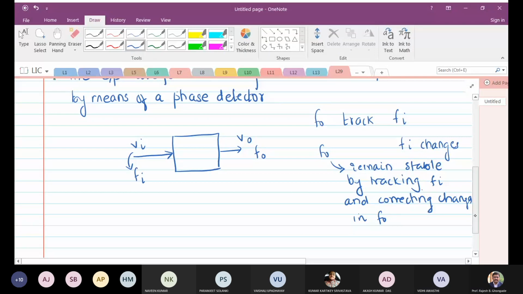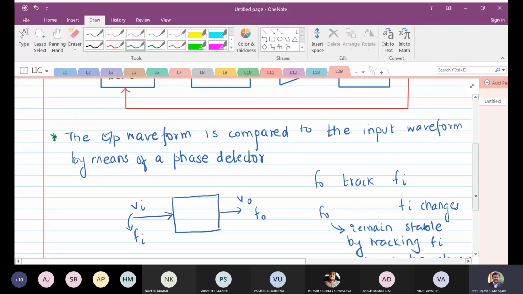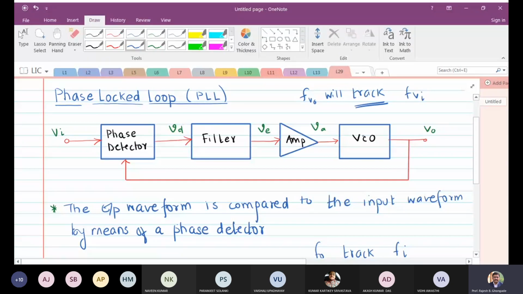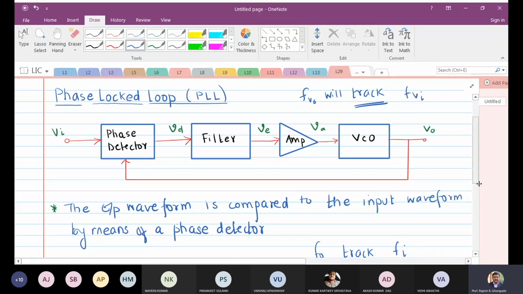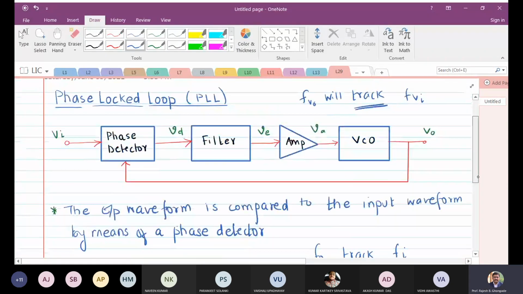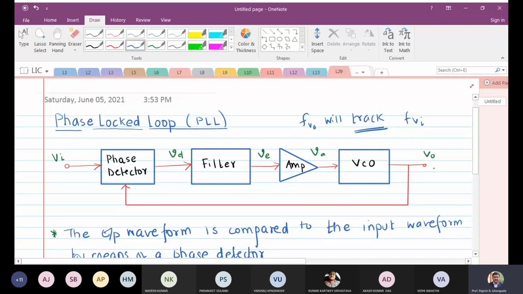Yes, sir. So what we have here is the output waveform is compared to the input waveform by means of a phase detector. This is the block diagram of the basic PLL system. So how many blocks are there? Phase detector is there, you have the filter, you have the amplifier, and you have the voltage controlled oscillator. That is the reason why we have studied voltage controlled oscillator before this topic. Okay. So what is happening? What we want to do is keep this Fo nearly constant, even if Fi changes. All right. And how does it happen?